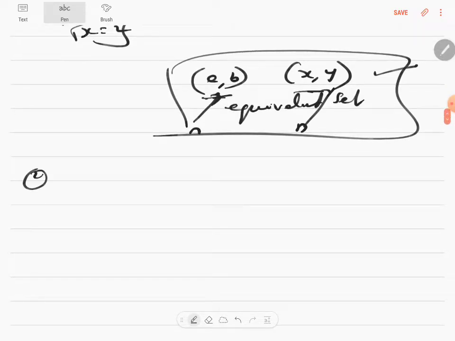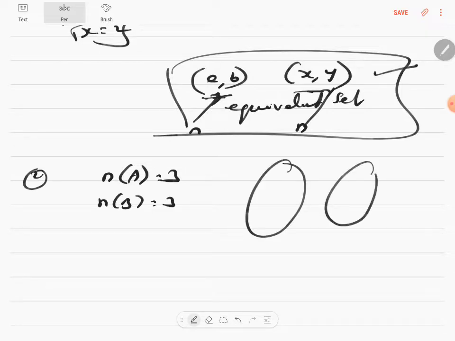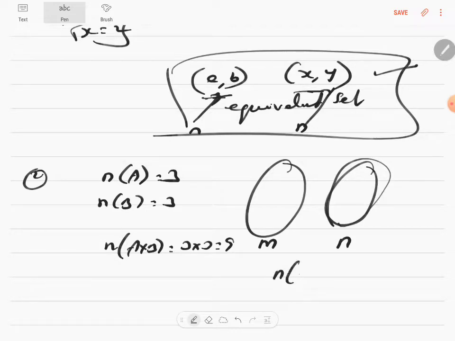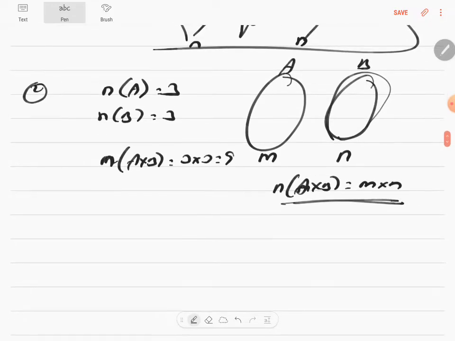If a set A has got 3 elements, which means n of A is equal to 3. n of B is equal to 3 only, because it's got 3, 4 and 5. Find the number of elements in A cross B. n of A cross B will be 3 3s are 9, m into n. Suppose this domain has got m elements and this codomain has got n elements. The number of elements in A cross B will be m into n. That's the formula. This is the general formula. So therefore 3 3s are 9.